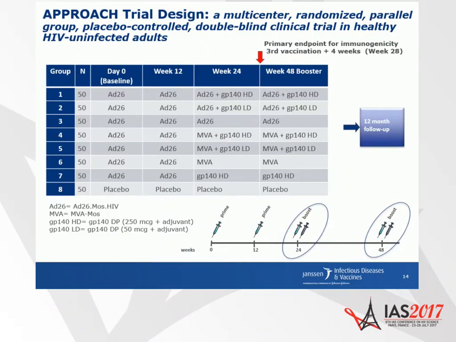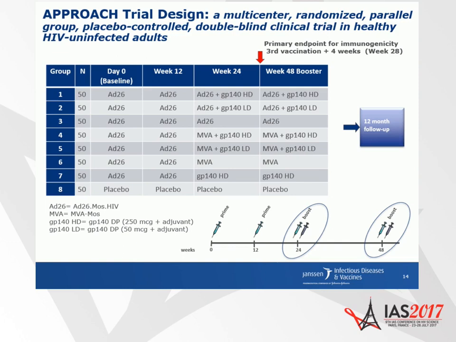This is the schema of the different regimens that we tested. So all individuals received two primes with AD26 with the GEC, POL, and ENF mosaic inserts. We had at week 24 the discriminating booster doses. So here the groups start to differentiate in regimen. Very briefly, one group received AD26 with high-dose protein, AD26 low-dose protein, AD26 alone, MVA with high-dose or low-dose protein, MVA alone, or protein alone at high dose.